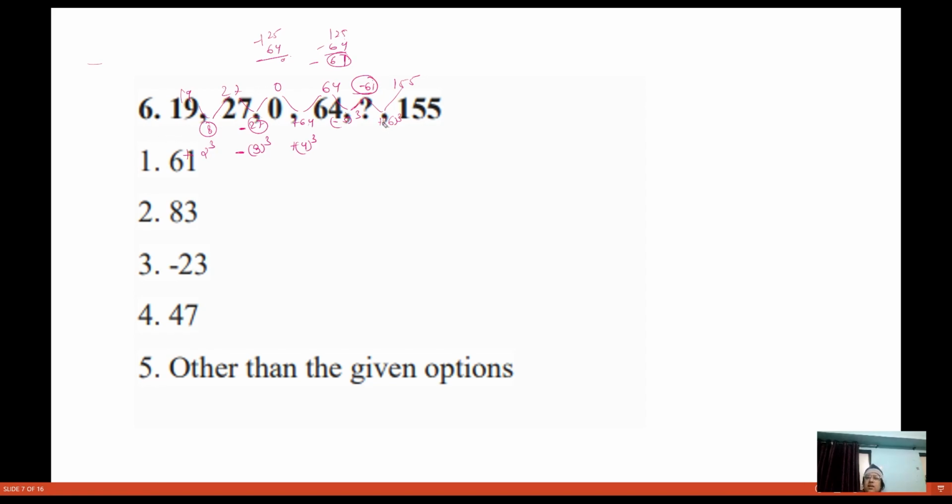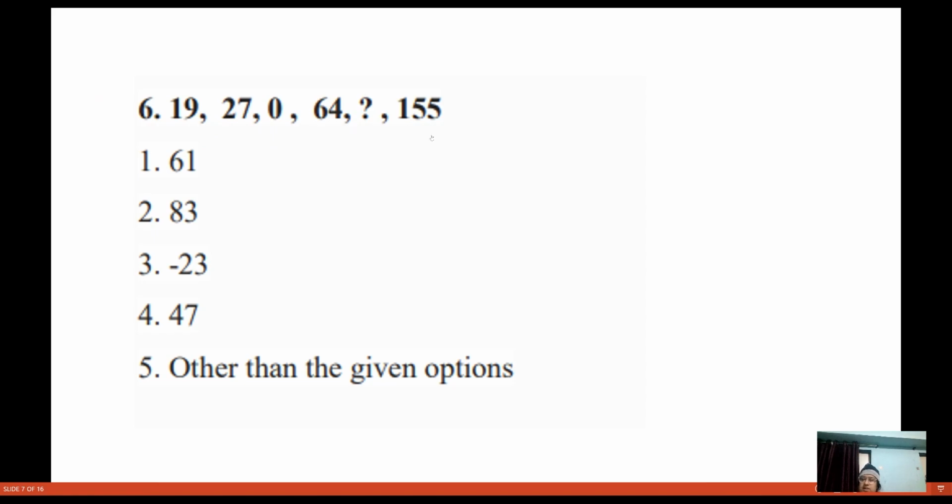Okay, and then what is 6 cube? 6 cube is 36 into 6. So this is 216, and if you subtract 61 from 216, what are you going to get? 155. So this answer should be minus of 61.